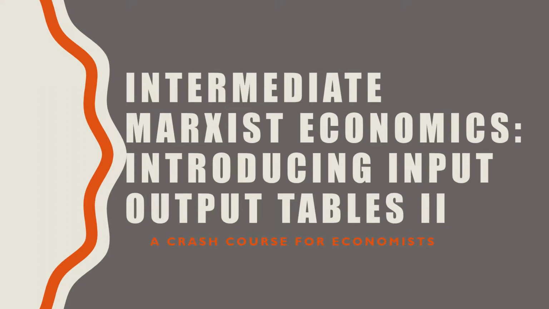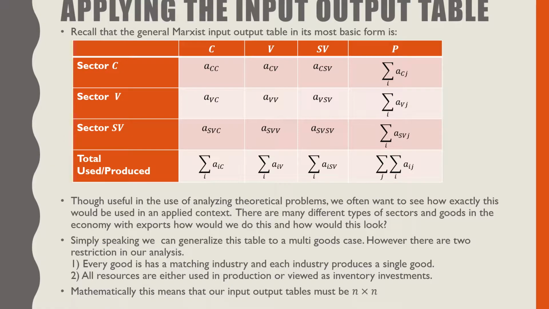In this video, we're going to continue the topic of input-output tables. Let's go. So recall that the general Marxist input-output table in its most basic form is the following. Though it is useful in terms of analyzing theoretical problems, we often want to see how exactly this would be used in an applied context. There are many different types of sectors and goods in the economy with exports. How would this look? Simply speaking, we can generalize this table to a multi-good case.